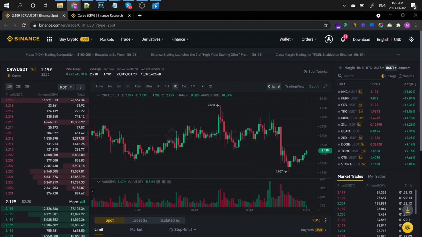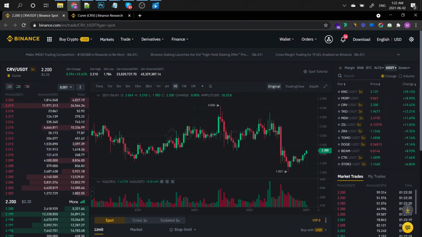$2.20, that's the trading range right now, anywhere from $2.20 to $2.19 approximately. The past 24 hour volume for this coin is 45 million bucks, which is a mid-range coin on Binance.